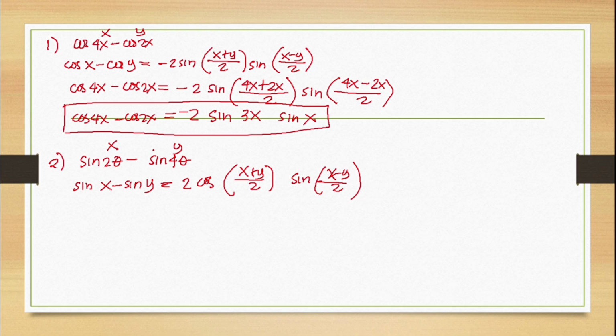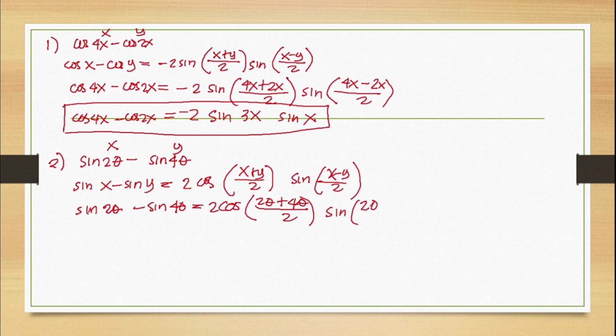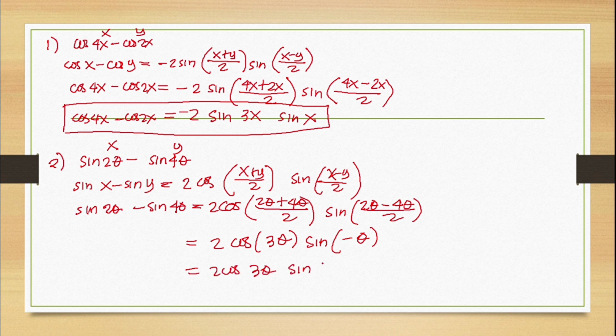So in having this one, we have sine 2 theta minus sine 4 theta is equal to 2 cosine, where x is 2 theta and y is 4 theta, over 2, sine, where x minus y is 2 theta minus 4 theta divided by 2. So we have here the answer: 2 cosine of 6 theta divided by 2, we have 3 theta, sine of 2 theta minus 4 theta is negative 2 theta, divided by 2, we have negative theta. So we have here 2 cos 3 theta and sine negative theta.